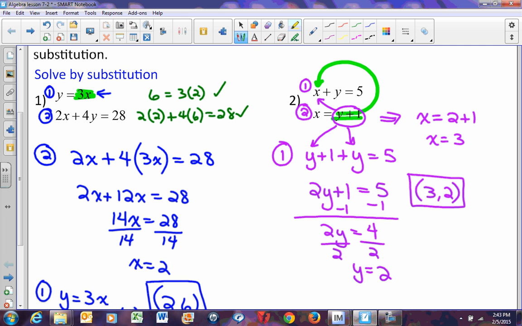Again, I could check to make sure it makes sense. If I checked it in here, 3 plus 2 does equal 5. And here, 2 equals 3 equals 2 plus 1, so it checks there. So my solution does indeed check.